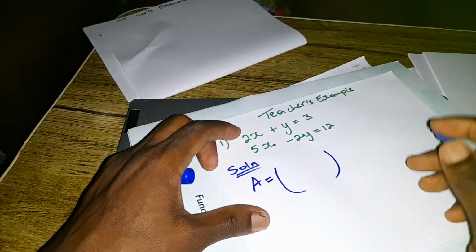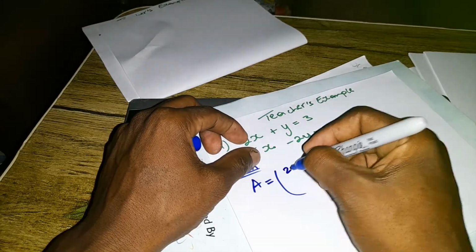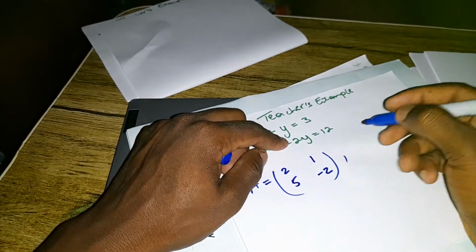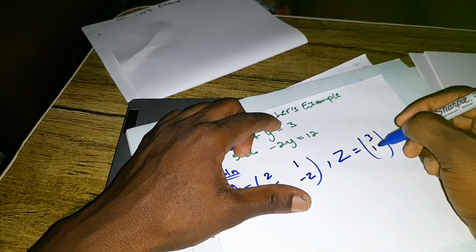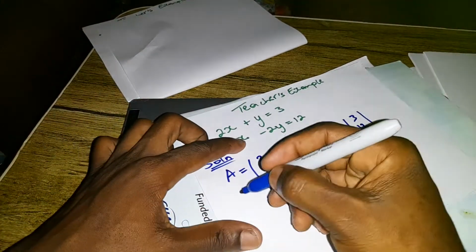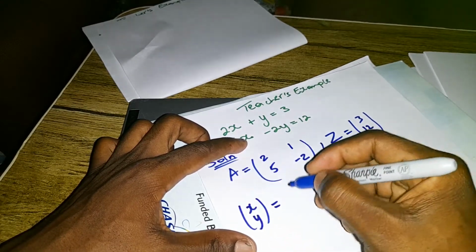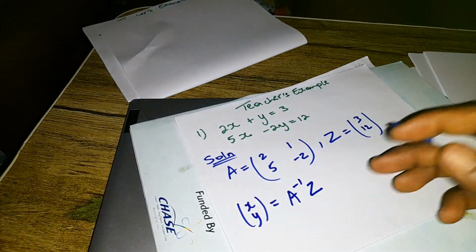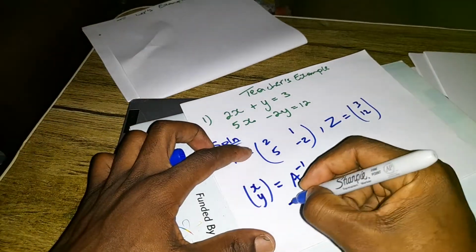A is supposed to be the matrix, which is, notice 2 and 5, 2 and 5. Notice 1 and negative 2, 1 and negative 2. And Z is supposed to be the result, 3 and 12. That is the result. And what we're actually solving for is x and y. So therefore, for x and y, the formula is A inverse times z. Makes sense. Instead I put x, if you understand what I mean. Now, let us work it out. Let us first find the inverse.